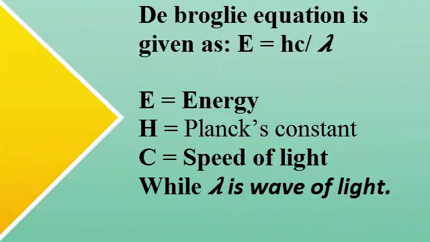The de Broglie equation is given by E = hc/λ, where E is the energy, h is the Planck constant, c is the speed of light, and λ is the wavelength.